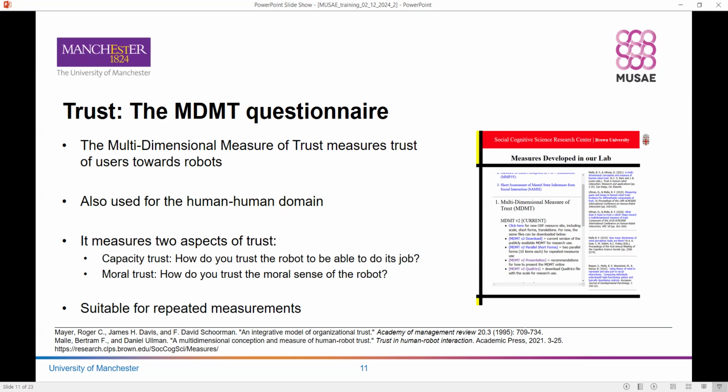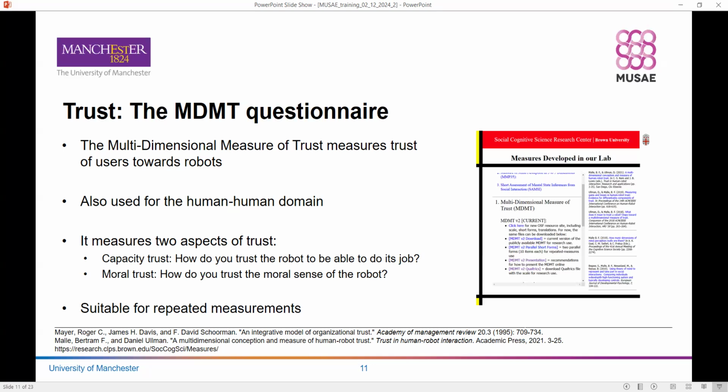So it is something that you put on an agent, on someone that has a sort of embodiment, whether physical or cognitive. One of the most used questionnaires to assess trust towards robots is the multidimensional measure of trust, which is able to probe two different dimensions in which you can intend trust. One is the capacity trust, that is your trust that the robot will do the task in an efficient and effective way.